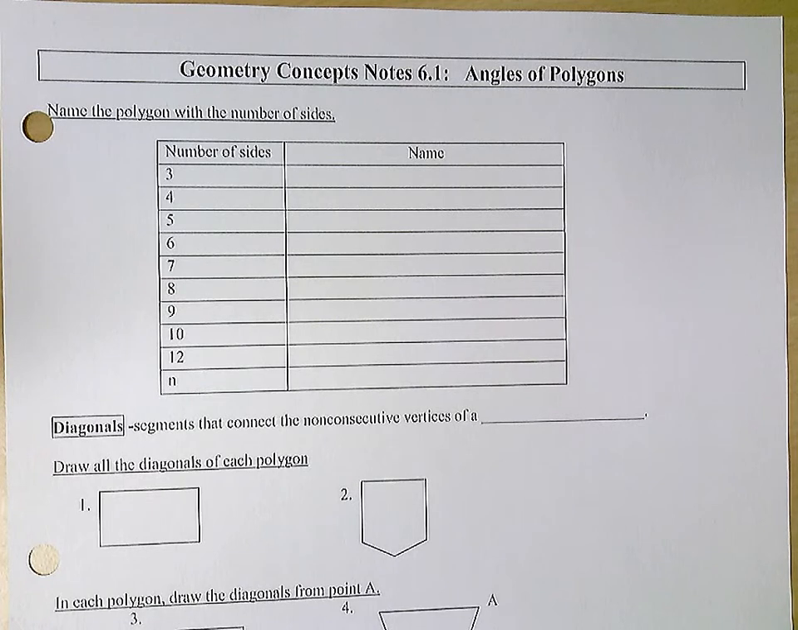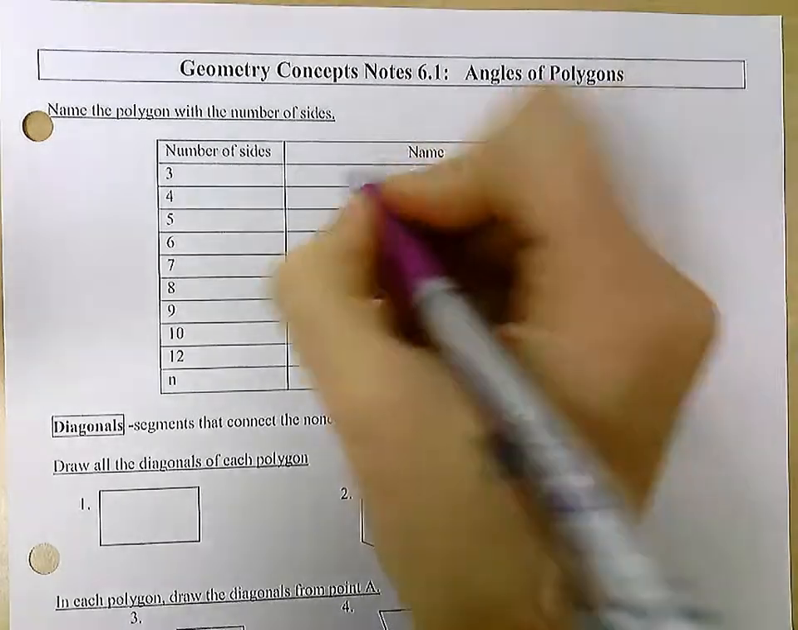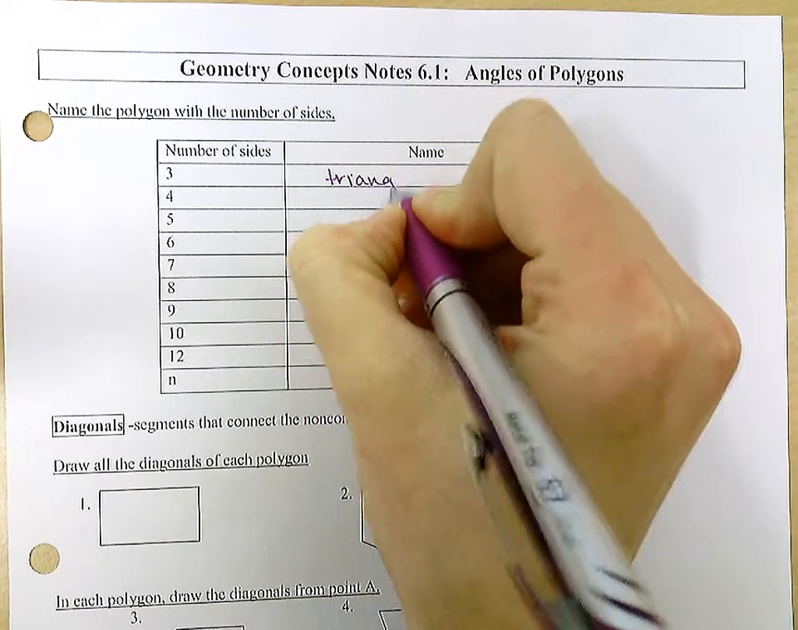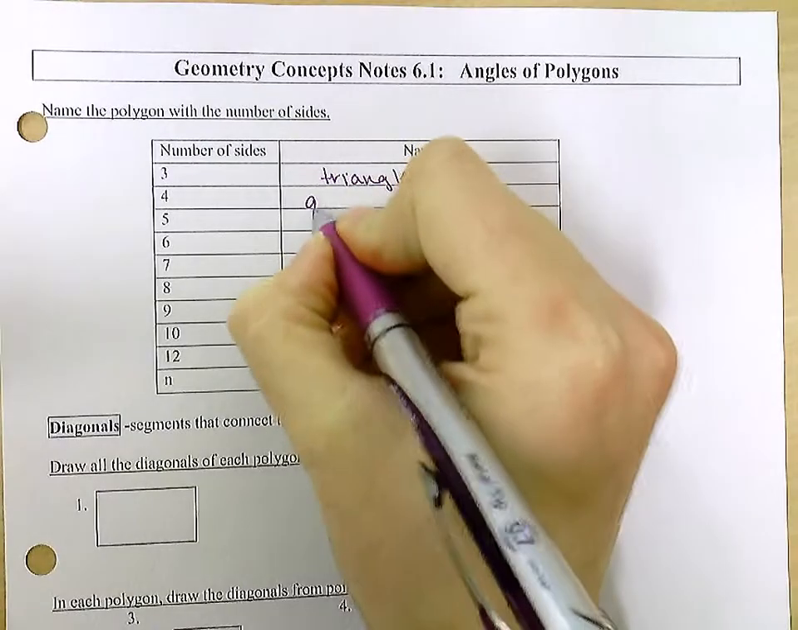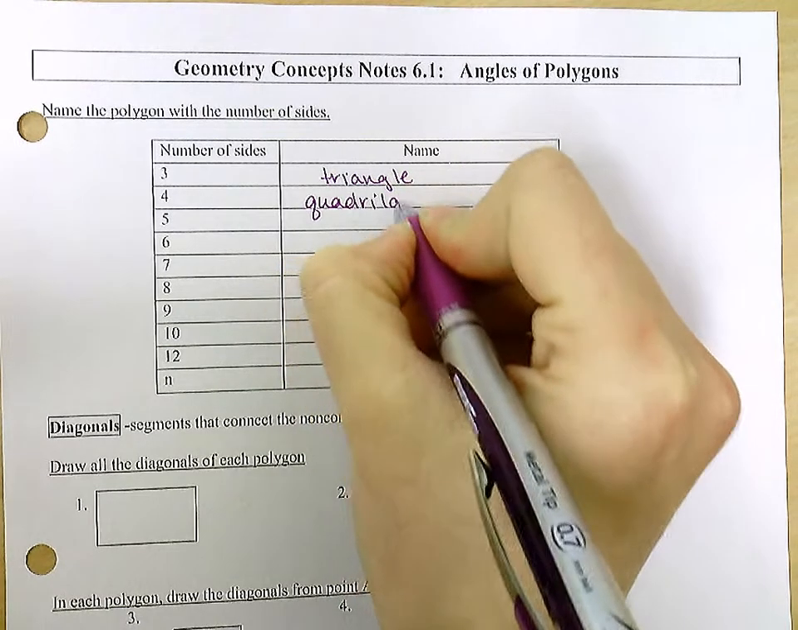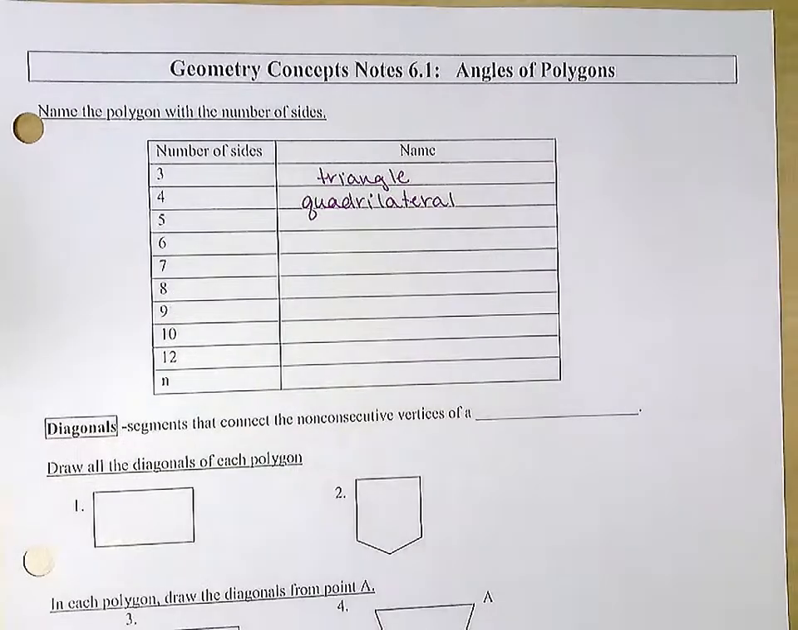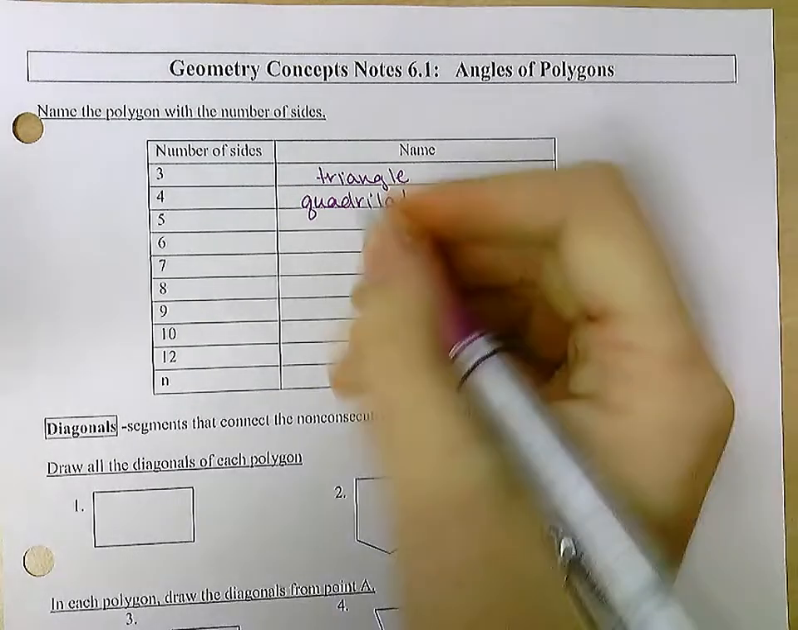Just starting off here, we do have different names for our different polygons depending upon how many sides they have. A polygon with 3 sides is just called a triangle. A polygon with 4 sides is a quadrilateral. A polygon with 5 sides is a pentagon.